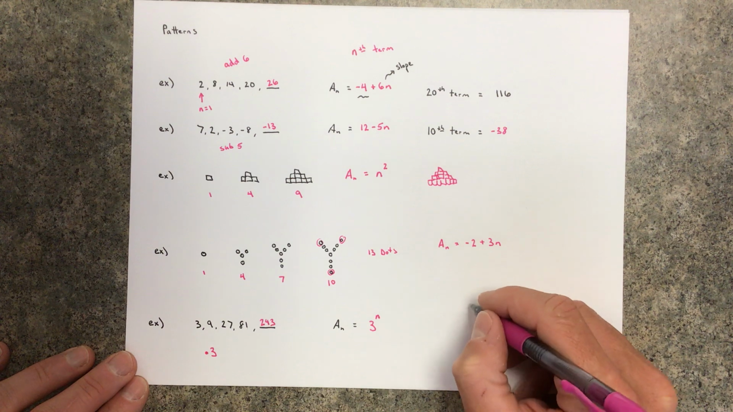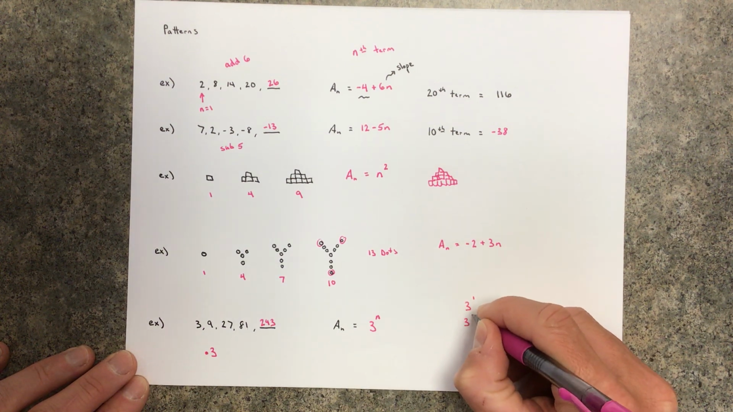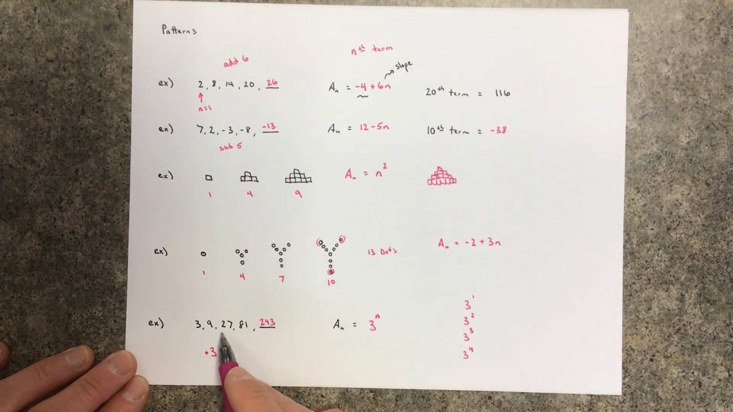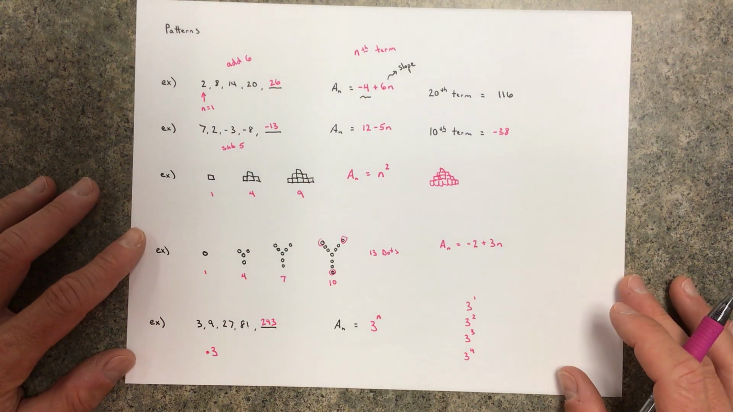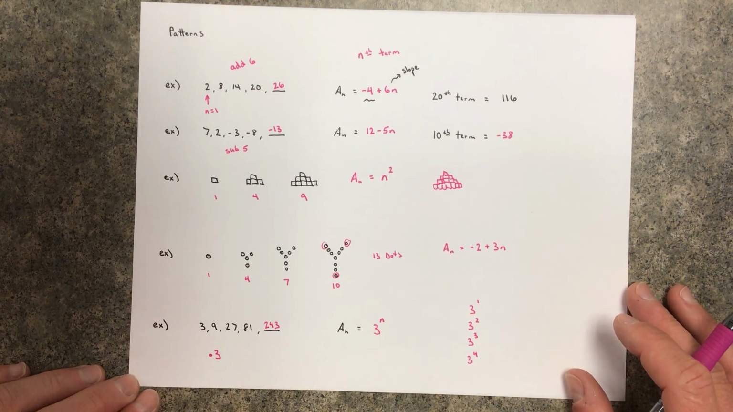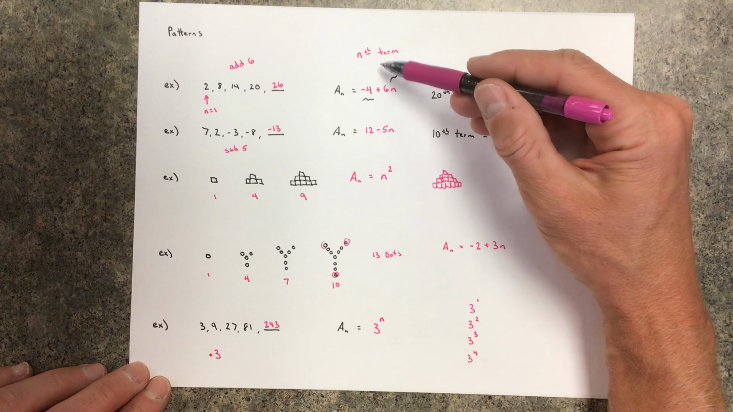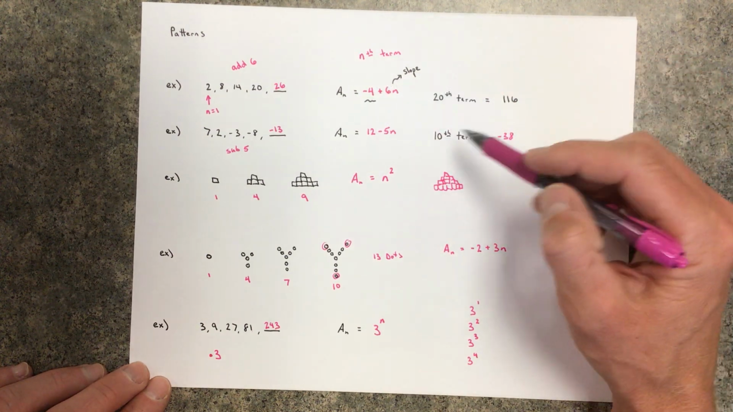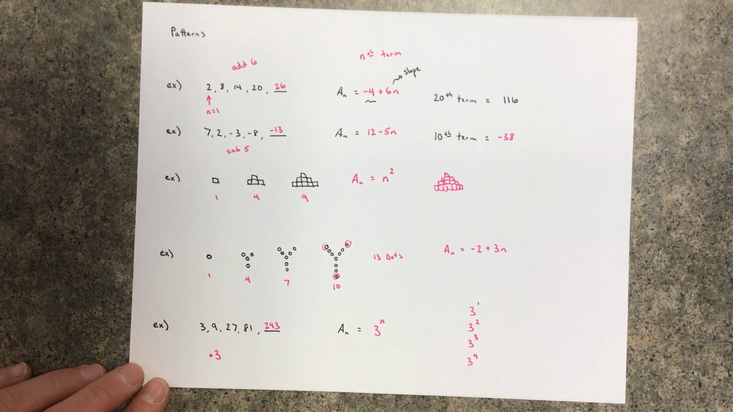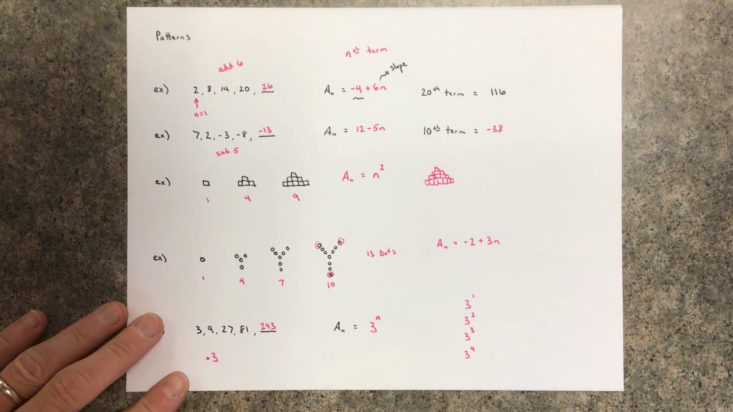So when n equals 1, I get 3 to the first, 3 to the second, 3 cubed, right? 3 to the fourth, and I keep growing by a factor of 3. Okay, so this gets you started on patterns. Some are linear arithmetic patterns. Here's a geometric pattern where you're multiplying. Some patterns are based on pictures. They're going to ask you to decide on the nth term or the function a sub n. They might ask you for the 20th term or the 100th term. But once you have the equation, finding the 100th term is easy because you're just plugging in 100 for n. Okay, hopefully this helps you get started on patterns.